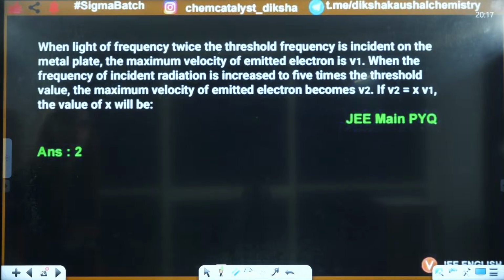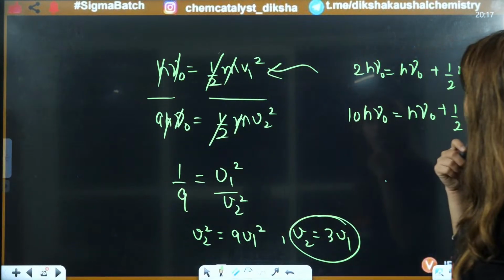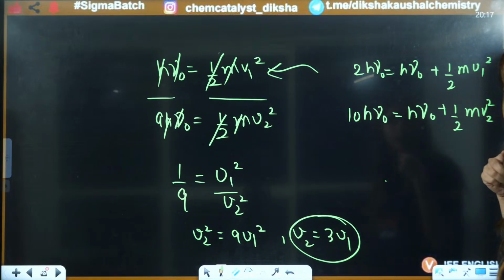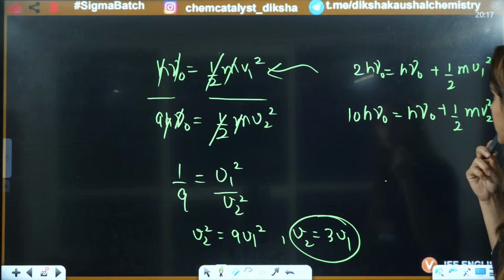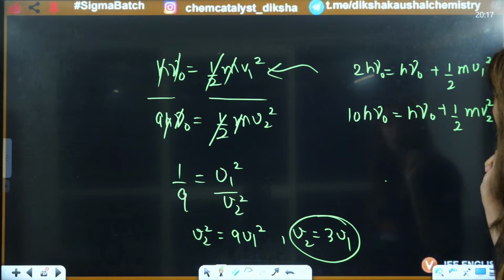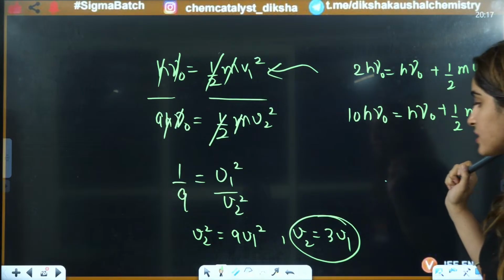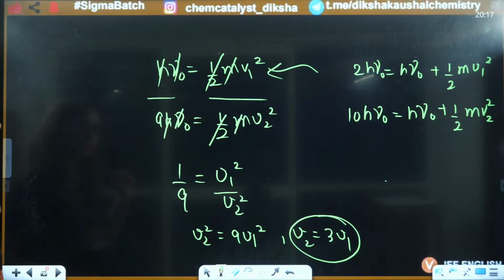Why is it coming out to be 2? This is h mu naught. Keep it here, this will be h mu naught. No? This will be 9 of h mu naught. Half will cancel, answer will be 3 only. What is yours coming out to be? Mine is coming out to be 3.